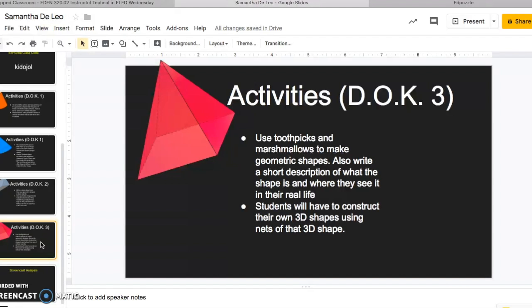So the next thing for this one would be having students construct their own 3D shape using nets of the 3D shape. So if they take a piece of paper, they should be able to fold it in ways that can make a cube or a prism or a pyramid or something like that with scissors and tape. And so they would have to really think about how to fold the paper to make it into that 3D shape.